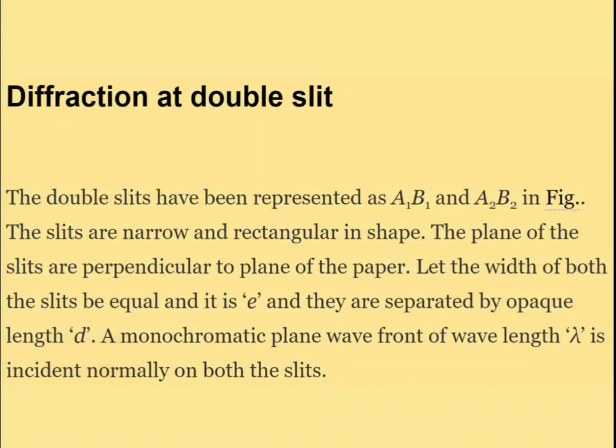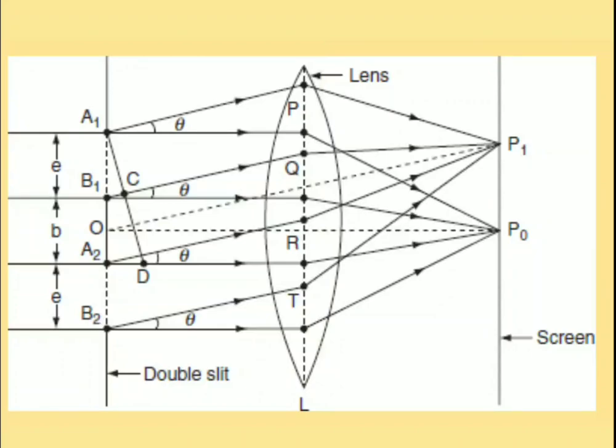Now the wavelength of the monochromatic light is represented by the letter lambda. This monochromatic light is incident normally on both slits, that is A1 B1 and A2 B2. This is the representation of Fraunhofer diffraction due to double slit. A1 B1 is one of the slits, and A2 B2 is the other slit.